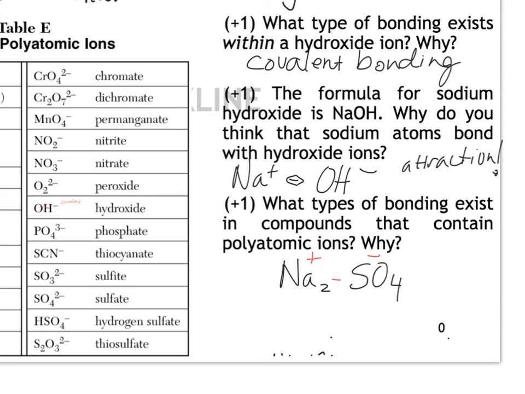Now this part of the bond that I am putting in red, that is an ionic bond because it's a bond that exists between ions. But the bond that exists here between the sulfur and the oxygen is a bond between two nonmetals. So that bond is going to be covalent. Therefore, the types of bonding that exist in compounds that contain polyatomic ions is both.